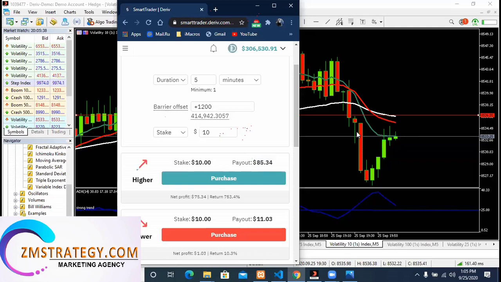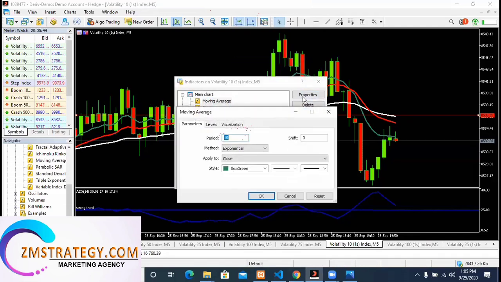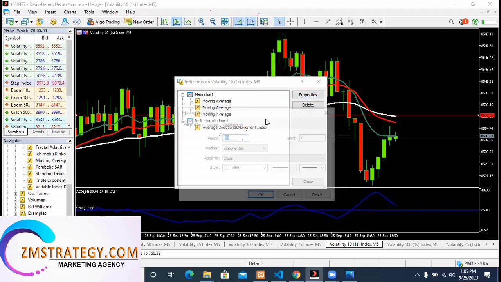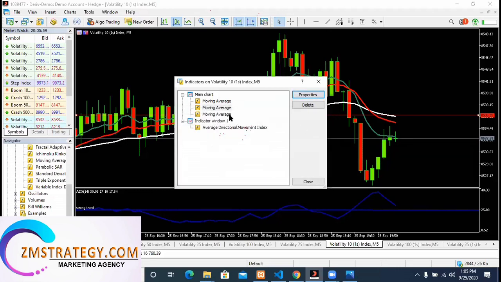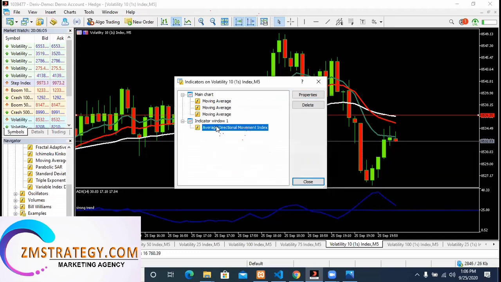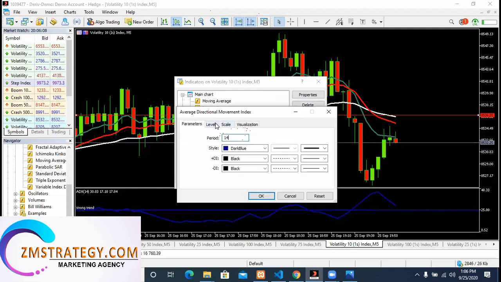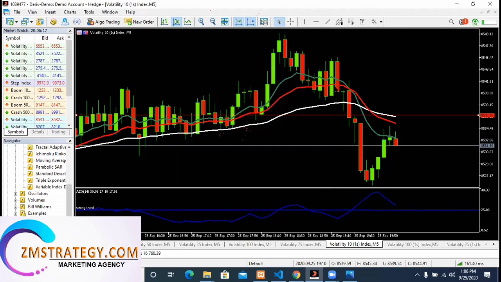What are the settings for the moving average? Let me go to my indicator list. Look at the settings. The first one, move period 10, exponential close. Then the other one is 50, which is the white. The other one is 20, which is the red. The ADX is just 14. Then the level is 25, which is this level. So that's just it.